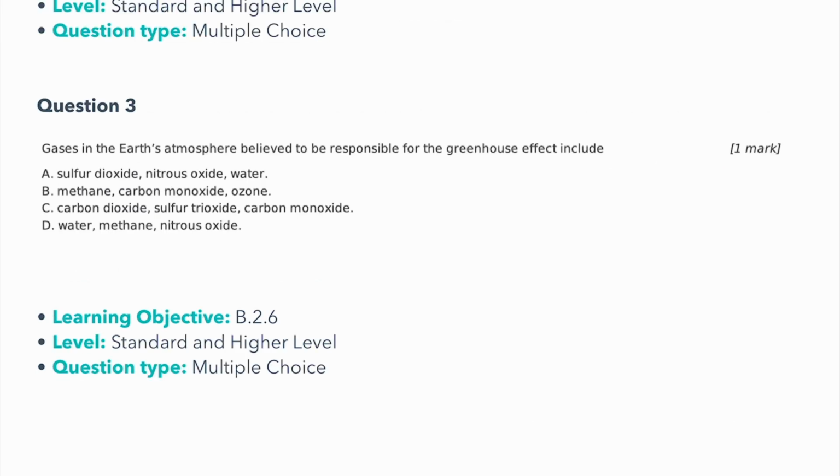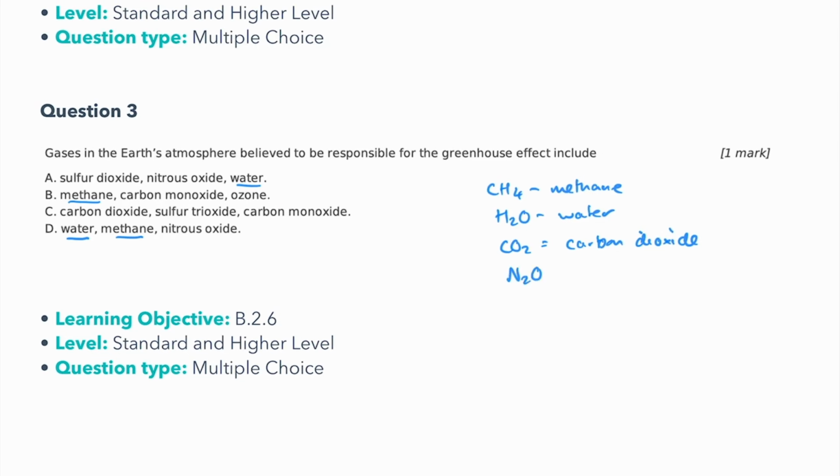Question 3. Gases in the Earth's atmosphere believed to be responsible for the greenhouse effect include, well, the 4 gases we've got in our syllabus are CH4, which is methane. So that's good and that's good. The other one is water, which is H2O. That one and that one. The other one is CO2, which is carbon dioxide. And the final one is N2O, which is nitrous oxide. So our answer is D.